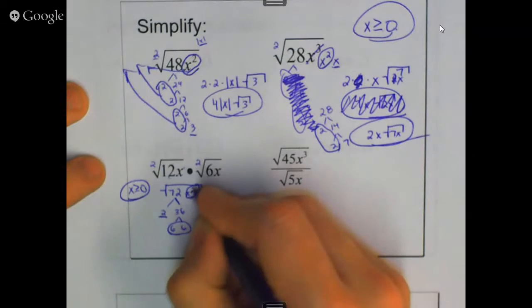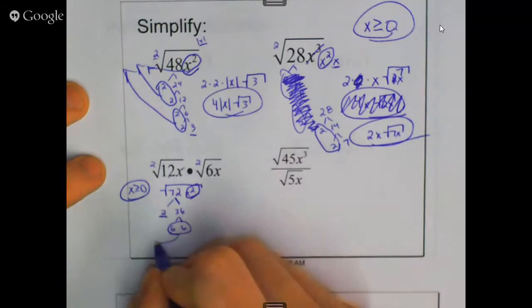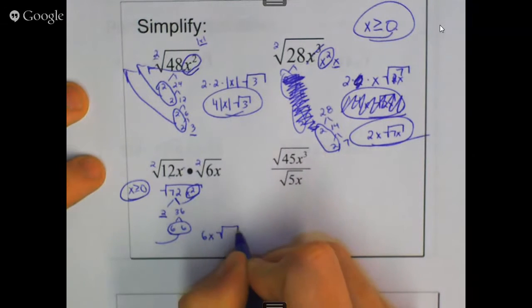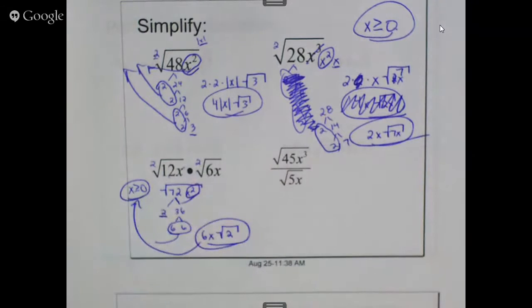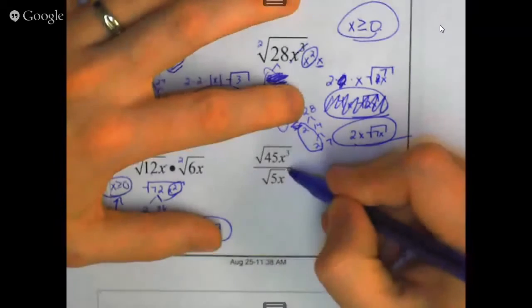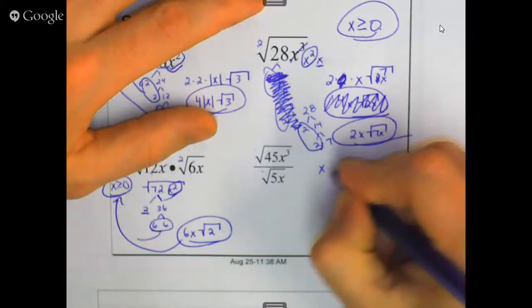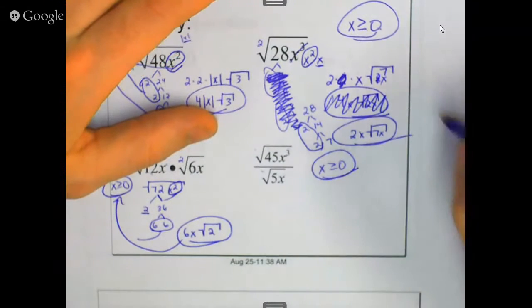And then I'm going to circle my x squared because there's a pair there. So what comes out? I got a 6 that comes out, and I got an x that comes out. And I'm left with the square root of 2. Plus my domain from the front. Okay. Now looking at this division, okay, I've got even, odd, even, odd. So here we're going to say x is greater than or equal to 0. Go ahead and circle that one.